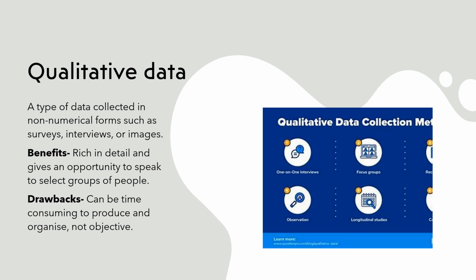The other type we've got here is qualitative data. So this is type of data collected in non-numerical forms such as surveys, interviews, or images sometimes. Benefits: it is rich in detail and gives an opportunity to speak to select groups of people. So if we're on a research project and we need some creative answers, then this is the perfect data method for us to use.